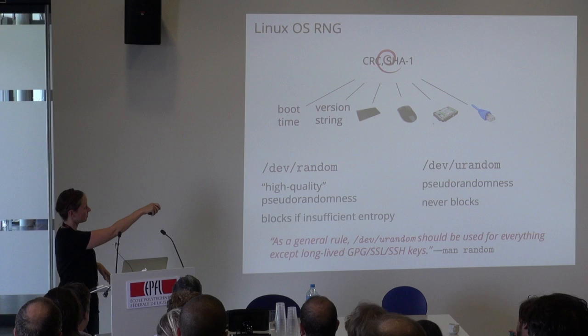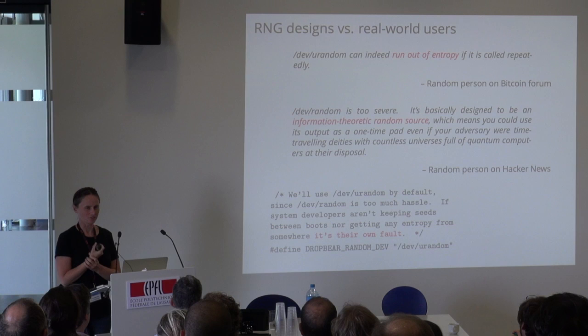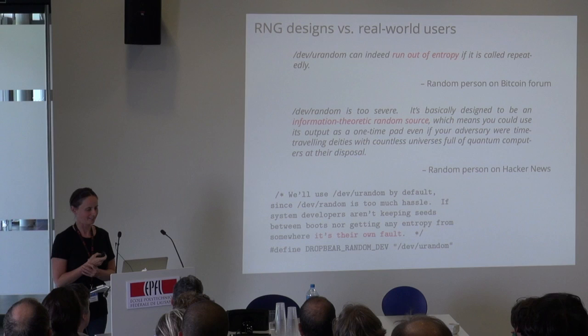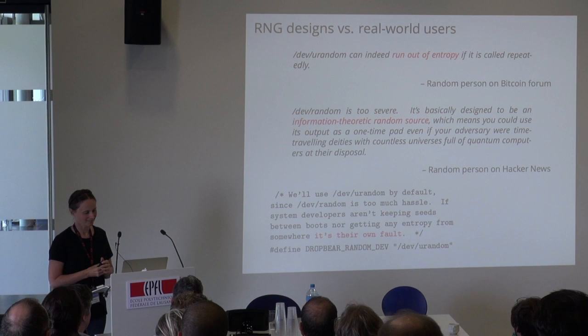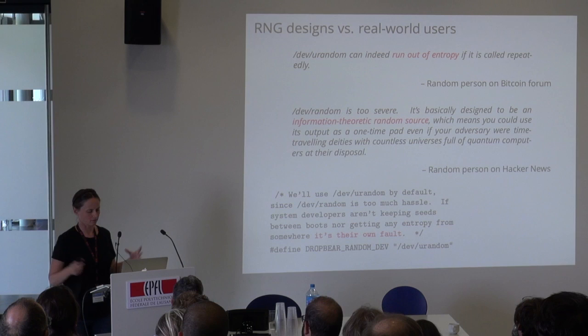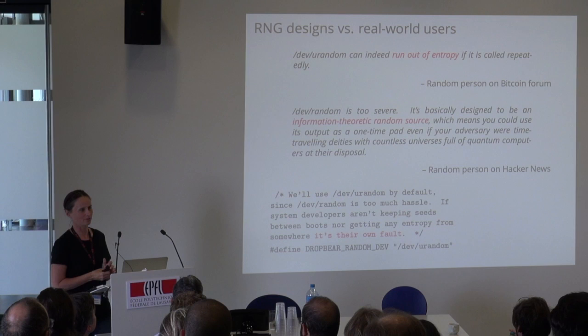Okay, but there are a lot of strange things that people believe about random number generators. So I have taken some random quotes from random people that I found on the internet about /dev/random and /dev/urandom. Things like: /dev/urandom can run out of entropy if it's called repeatedly, or /dev/random is information theoretically random. And this is a comment in the source code of Dropbear, which is an SSH server that's lightweight, so it's common on embedded devices: we'll use /dev/urandom by default since /dev/random is too much hassle. If system developers aren't keeping seeds between boots nor getting any entropy from somewhere, it's their own fault. Okay? You can guess what the system developers were actually doing.